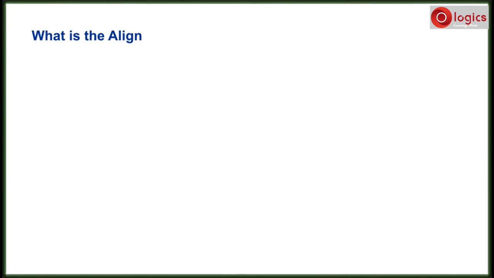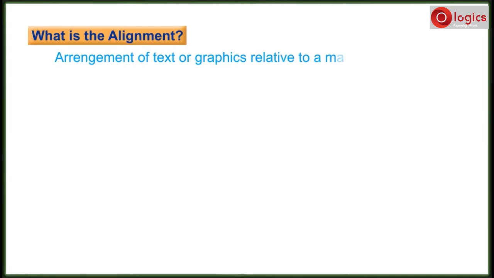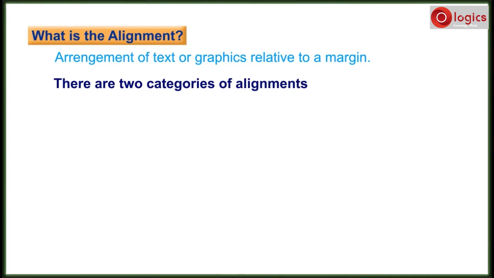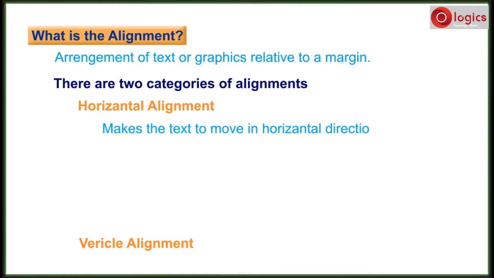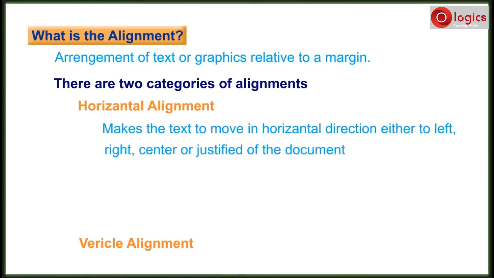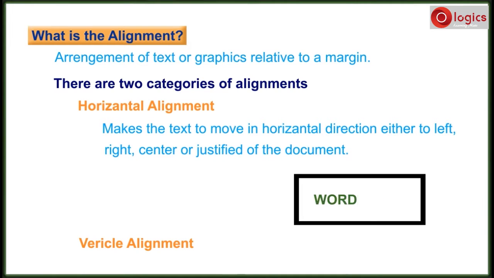What is alignment? The alignment is the arrangement of text or graphics relative to a margin. There are two categories of alignments: horizontal alignment and vertical alignment. Horizontal alignment makes the text move in a horizontal direction, either to left, right, center, or justified of the document.